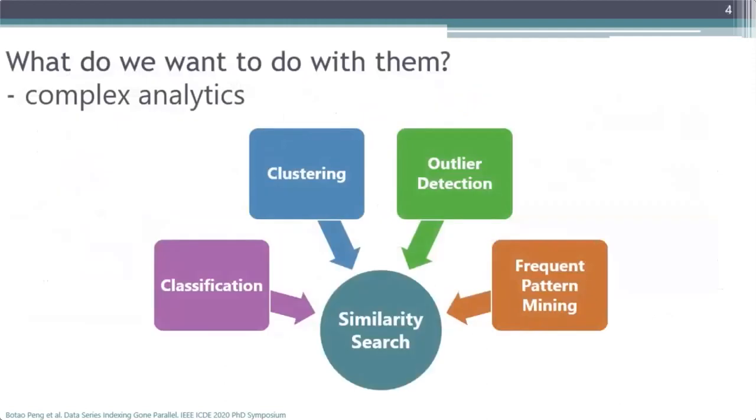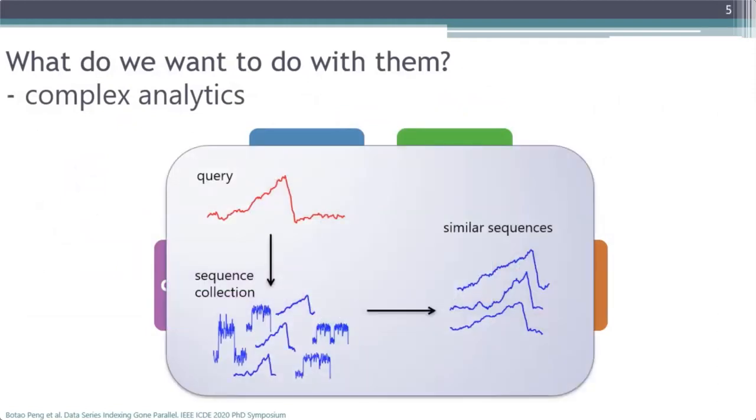Once we have such data series collections, we want to analyze them, in order to extract useful knowledge. Examples of data series analysis algorithms include classification, clustering, outlier detection, and identification of frequent patterns. We observe that all these algorithms depend on similarity search. In the context of data series, similarity search refers to the following problem. We have a collection of series, and a query series, then, we want to identify the series from the collection that have the smallest distance to the query series.